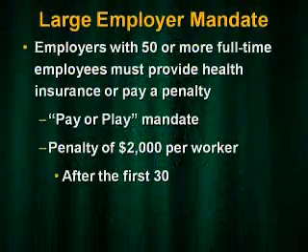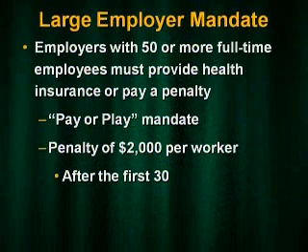That's the individual mandate. There's also a mandate for large employers. Large is defined a little bit generously, perhaps. Employers with 50 or more full-time employees must provide health insurance or pay a penalty. So it's called a pay-or-play mandate, the idea being either you pay the penalty or you play by offering health insurance to your workers. The penalty is $2,000 per worker after the first 30. So if you had 60 employees and you weren't providing health insurance, the first 30 don't count against you, but after that you would pay a penalty of $2,000 per worker for those next 30.